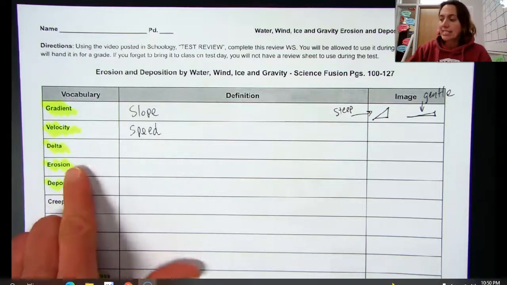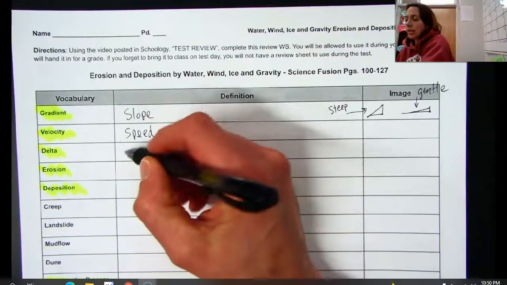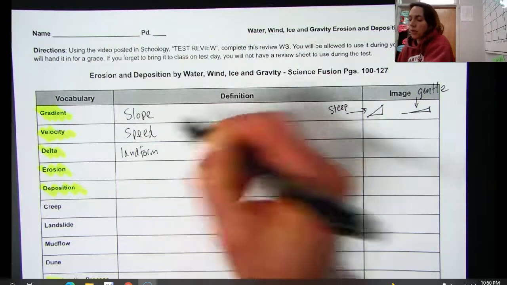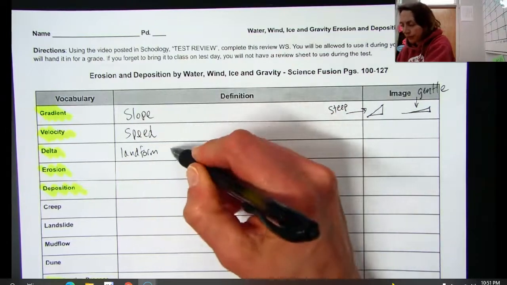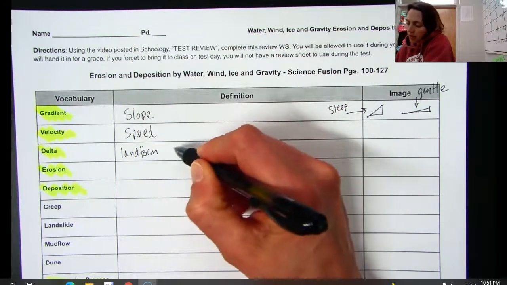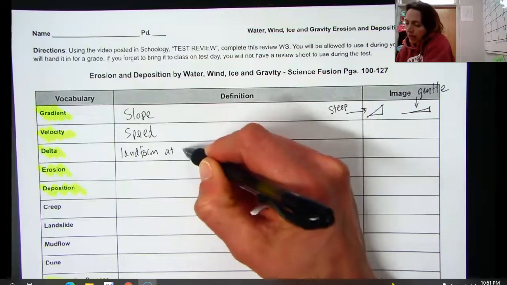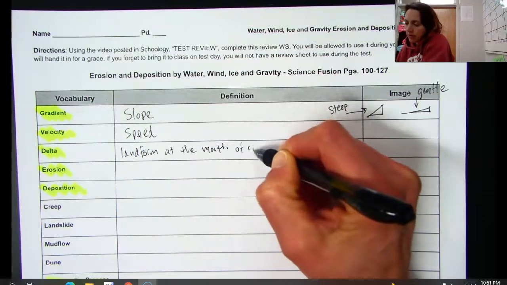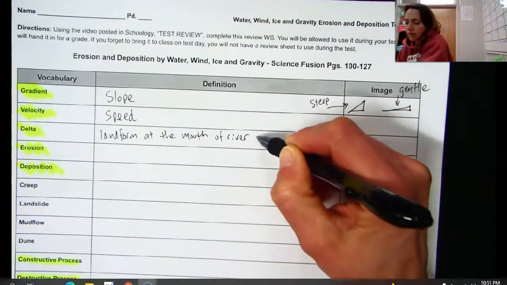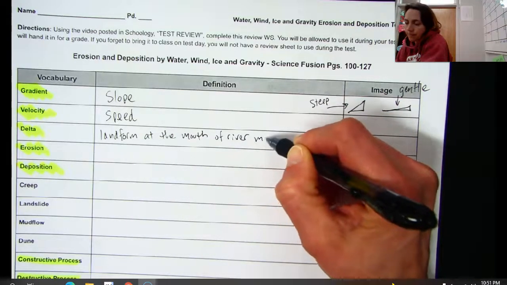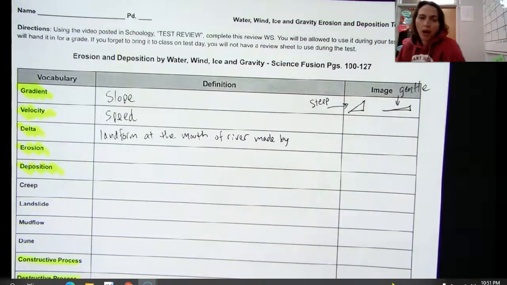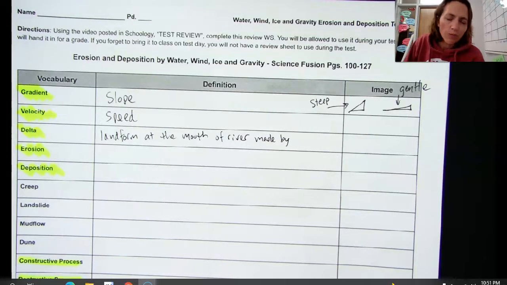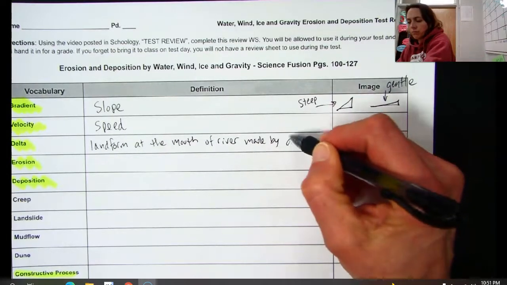Moving on, a delta, okay? It is a landform at the mouth of a river made by erosion or deposition. Mainly deposition.